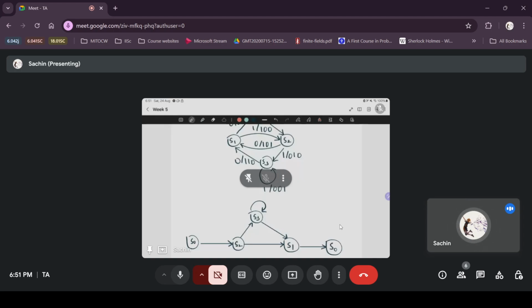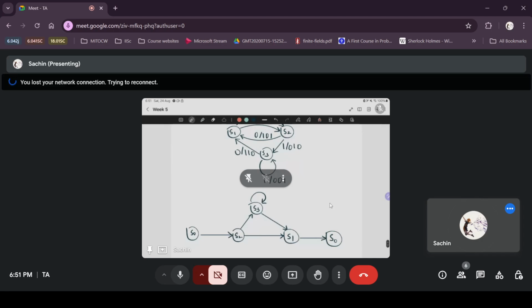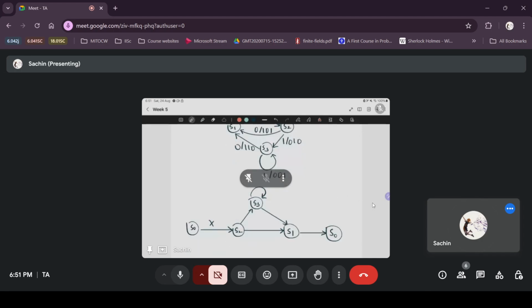The label will be x to the power something. Hello, I'm losing my internet connection constantly, so there might be delays in the display. Sorry for that.